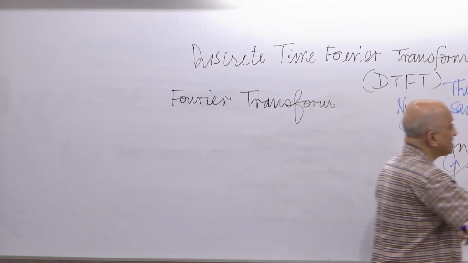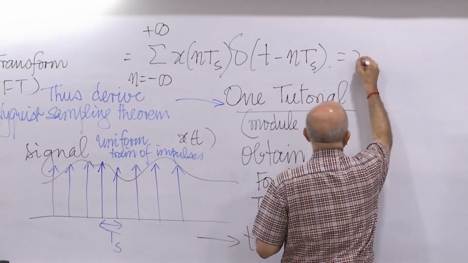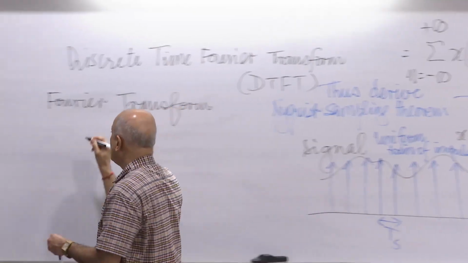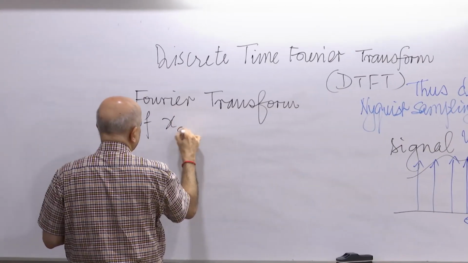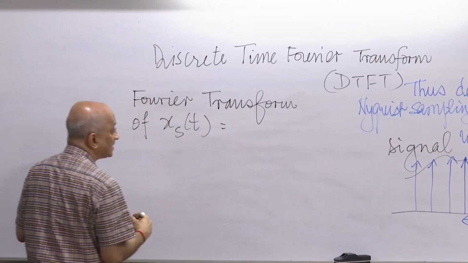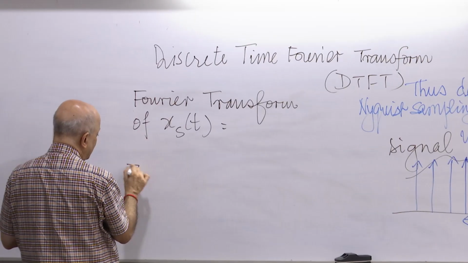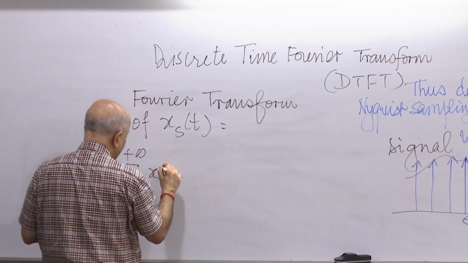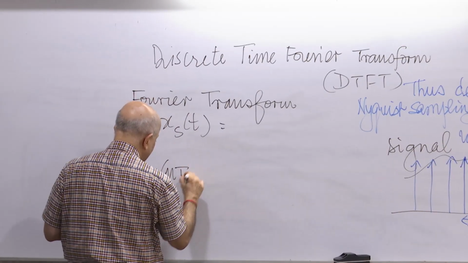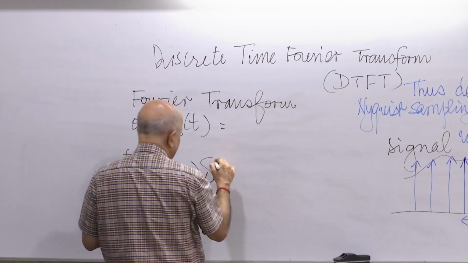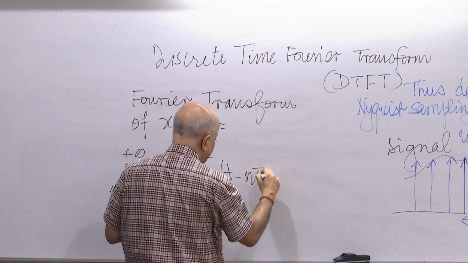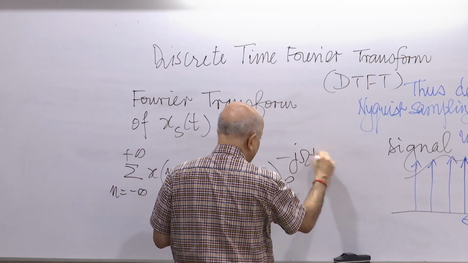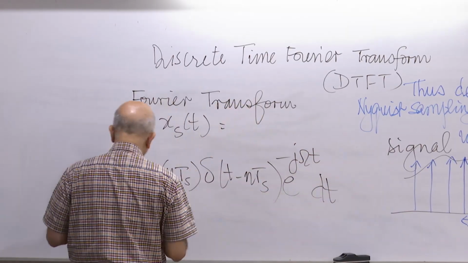I will call this x sampled t, xst. So, I am finding the Fourier transform of xst. Well, it's very simple: summation n going from minus to plus infinity, x nts delta t minus nts e raised to the power minus j omega t dt integrated over all t.